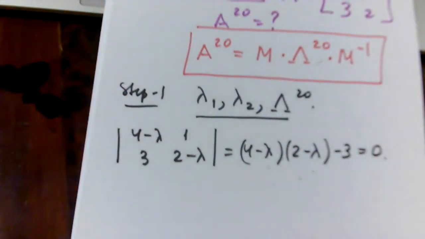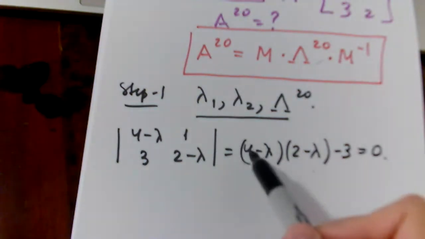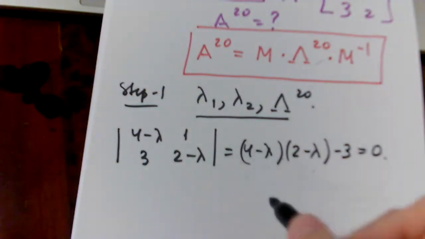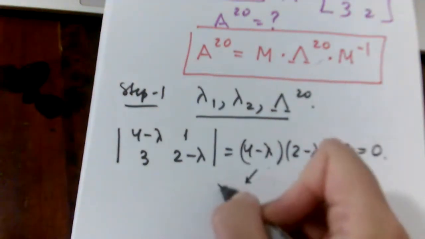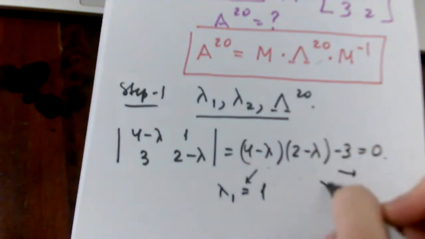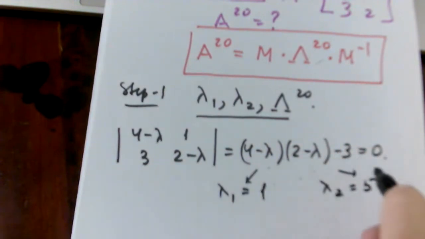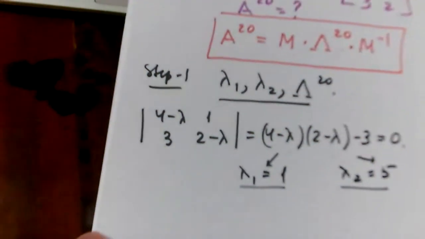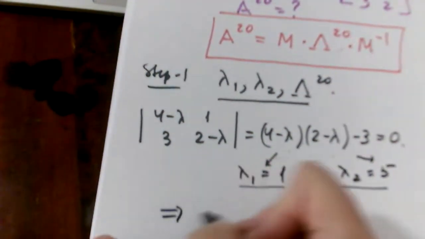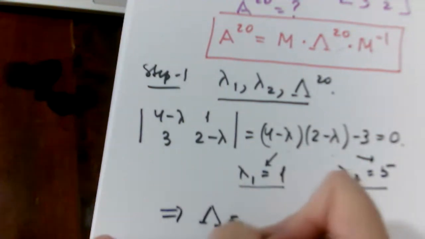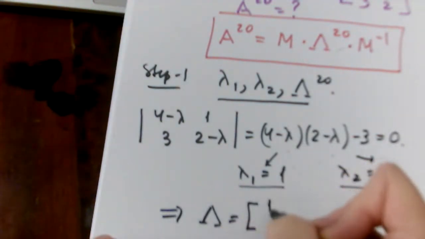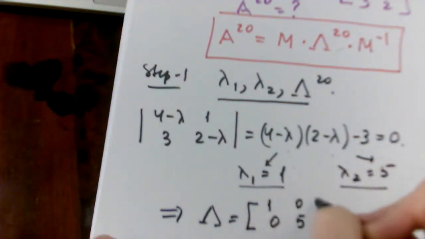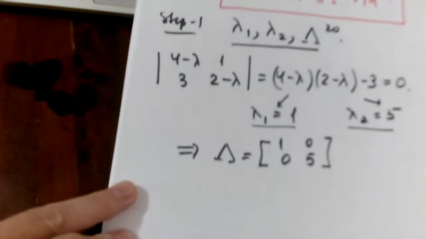I know how to save a couple of seconds. I'm not going to solve this quadratic equation, even though it's quite an easy task. I'm just going to give you the roots immediately. Maybe we will save 10 seconds this way, which is quite nice anyway. So after that, we can write our lambda. Lambda is equal to 1, 0, 0, 5.